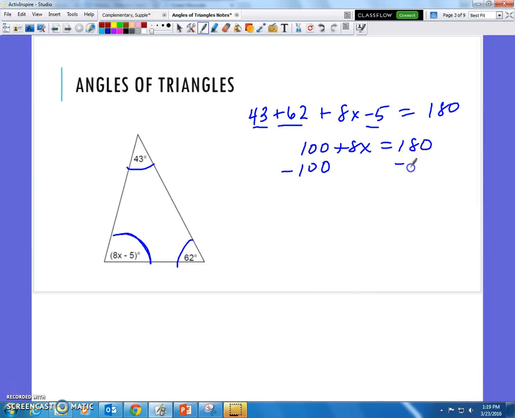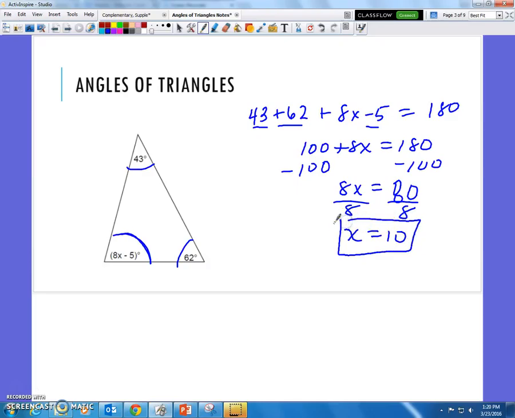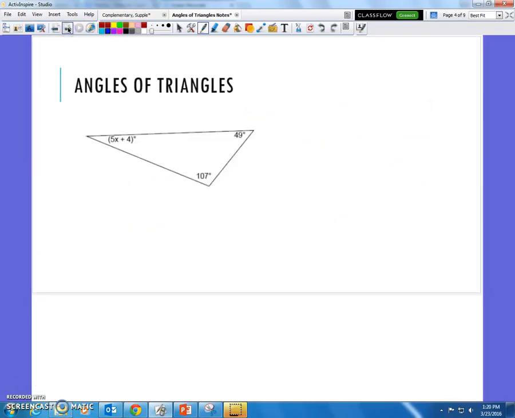From there, to solve my equation, I subtract 100 from each side, getting me closer to x being isolated, or by itself. And I'm going to divide by 8. x must equal 10. Depending on what the question asks, if it says solve for x, I know that x equals 10. If it said find what the angle is, it's not 10 degrees. The angle would be 8 times 10 minus 5, so the angle itself would be 75 degrees. In this case, x is the most important part, but keep in mind that's not the angle measure of the missing angle. That's just the variable x.